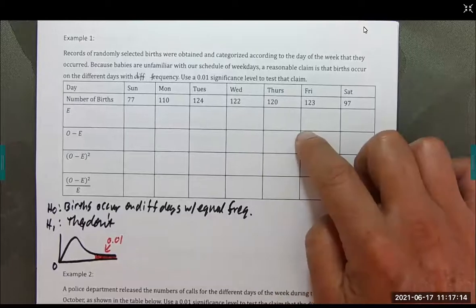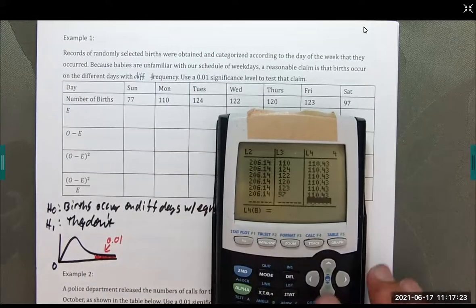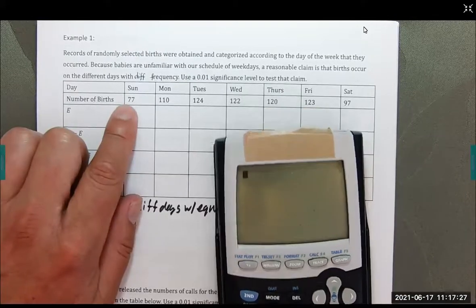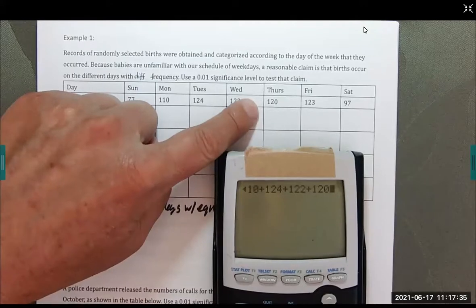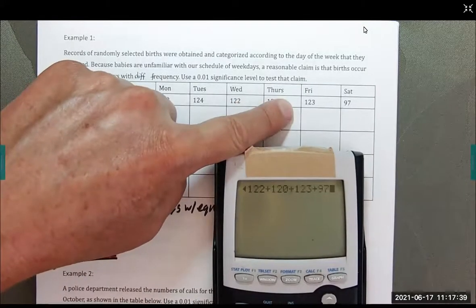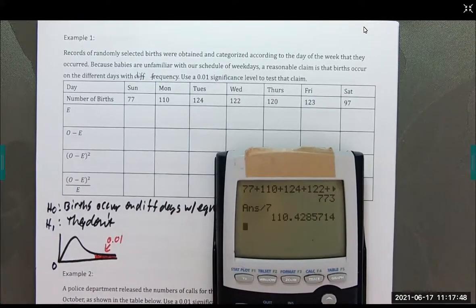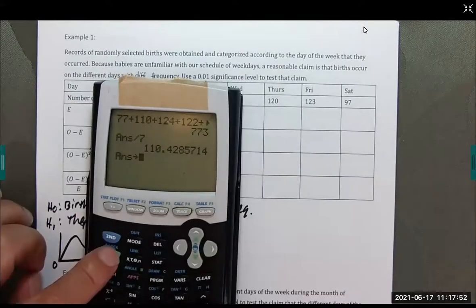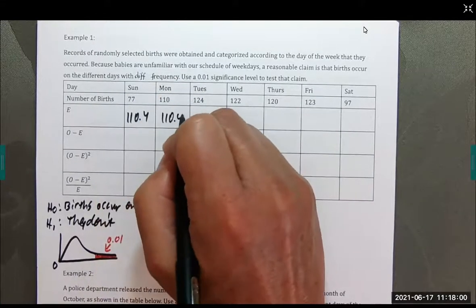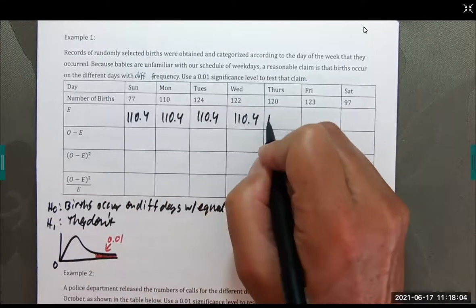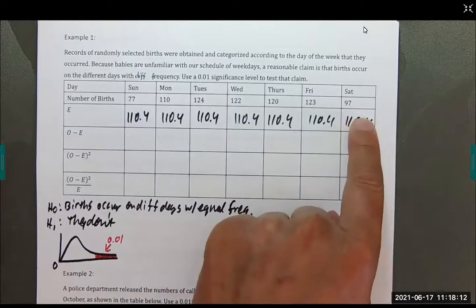So to get our test statistic, I've set up this table. And E in this case is going to be 77 plus 110 plus 124 plus 122 plus 120 plus 123 plus 97 divided by 7, because there's 7 days in a week. This is our expected value for all of them. And I'm going to store that off as A. So this is 110.4, 110.4, 110.4, and so on, because if there's this many births in 1 week, we expect there to be about the same amount on each day.